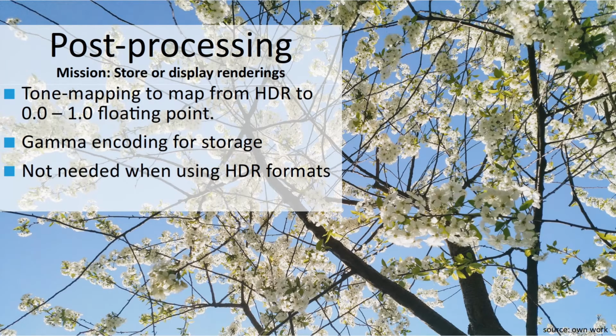To sum up, the mission of post-processing is to find good methods to massage the data before storing or displaying it. Tone mapping is used to map from high dynamic range to a 0 to 1 floating point range, and gamma encoding is used for storage. These two things are not needed when we use HDR formats because they store their data in more bits and as floating points, so they can also store, for instance, 35.5.